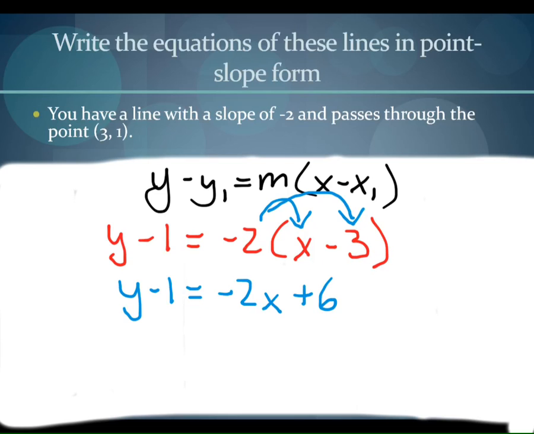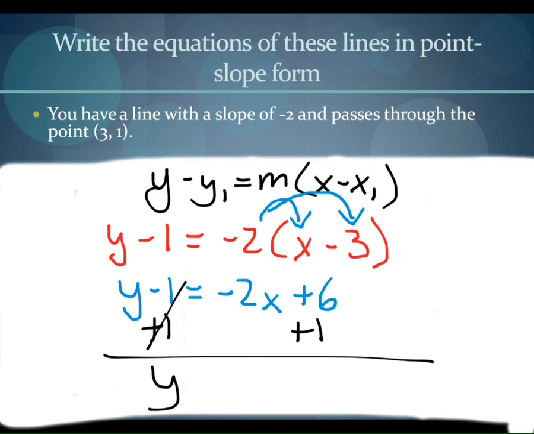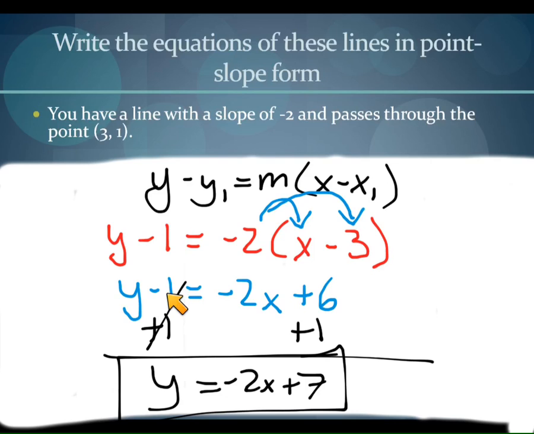All I have to do is get this y by itself now. How do I move that -1 to the other side of the equal sign? Add it. y equals -2x plus 7. Now it's in slope-intercept form. I distributed, got rid of the parentheses, I moved that, I got y by itself, I isolated the variable. So that's all you have to do to get it in slope-intercept form from point-slope form.